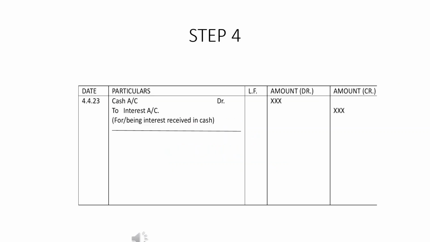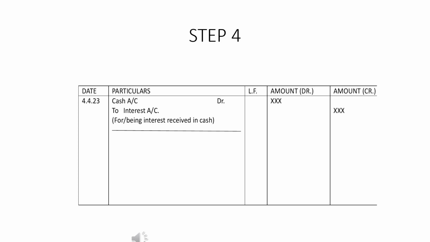Now finally, we can pass the journal entry in the journal book. In the first column, we can write the date as given. In the next column, we can write the journal entry. We know the cash account is to be debited, so cash account debited. LF we can leave blank here because we don't have any ledger folio number for reference. Next, we can write the amount to be debited, which will be given in the question.